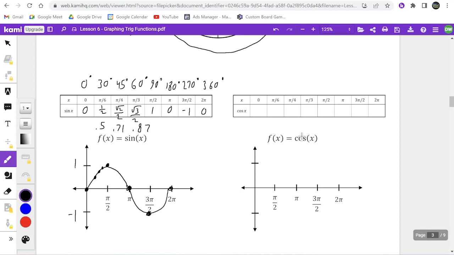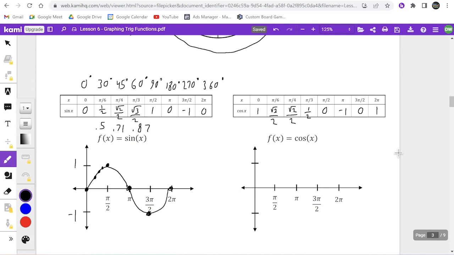So I'm not even going to bother drawing the angles above it. It's the exact same angles as before. I'm just going to tell you the values. The cosine of 0 is 1. The cosine of pi over 6 is root 3 over 2. The cosine of pi over 4 is root 2 over 2. The cosine of pi over 3 is 1/2. The cosine of pi over 2 is 0. Cosine of pi is -1. Cosine of 3 pi over 2 is 0. And then the last one, cosine of 2 pi, we get back to 1.